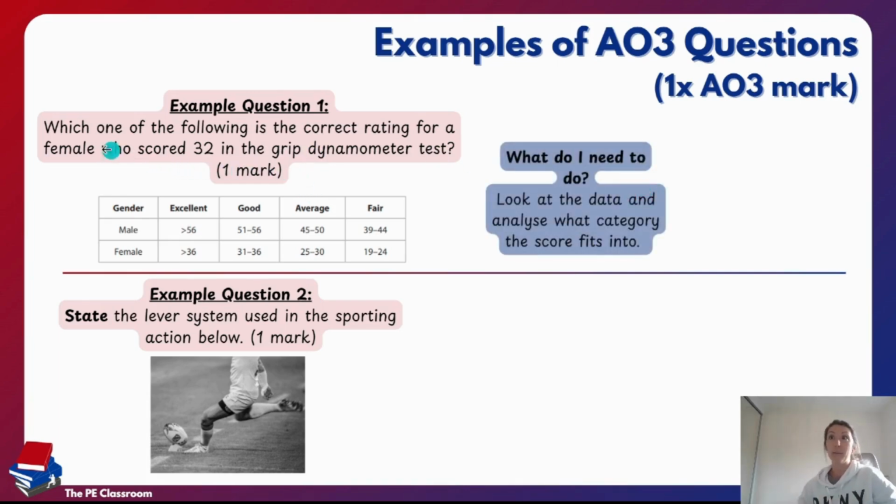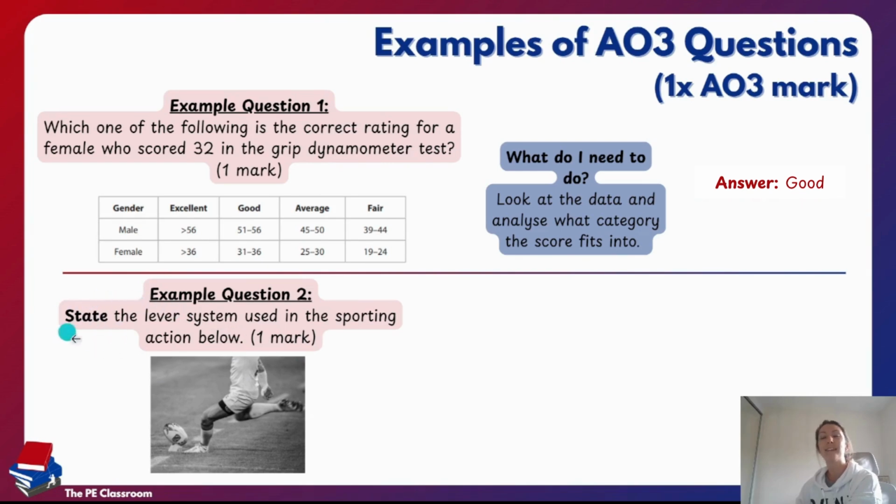It's asking about a female, so the first thing, don't make this mistake. A lot of people just jump to conclusions and follow the first line. You need to look for the female row first, and then you need to look for 32 in it. 32 is in between 31 and 36, so therefore the answer is B. You need to make sure you're reading the question carefully for this one, and don't get your figures mixed up, so just double check.